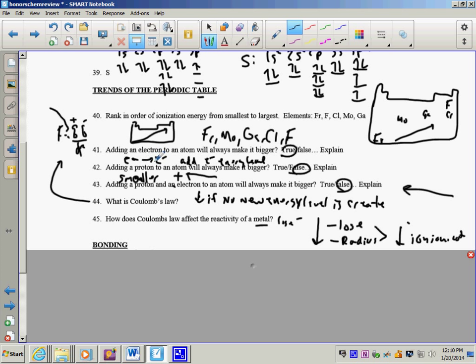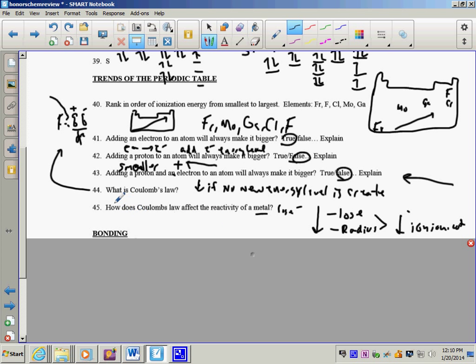Adding an electron to an atom will always make it bigger. True, because electrons either repel to make it bigger, or they add on a new energy level to make it bigger. Adding a proton to an atom will always make it bigger. False, it only makes it smaller. Increasing the proton charge, the nucleus charge, drags electrons in, and we're not adding any electrons in that case. Adding a proton and an electron will always make an atom bigger. It's false. It'll make it smaller. It'll only be smaller if no new energy level is created. Adding protons always makes it smaller, even if you add an electron, unless of course you expand into a bigger electron orbital, then of course you get a lot bigger.